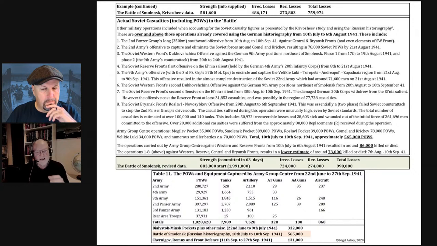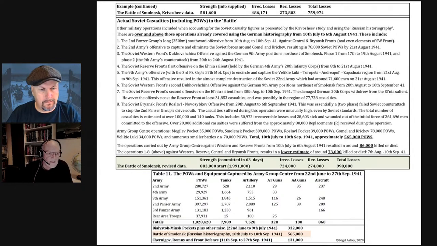And interestingly enough, Krivosheev's figures actually quite closely match the German historiography up to the 5th of August. Right. But then they've added this extra month, all the way to the 10th of September. So when you add that, plus all the movements of the 3rd Panzer Group and the 2nd Panzer Group, you have to add all these extra battles, which I've listed here, to the equation, including the famous Yelnya.